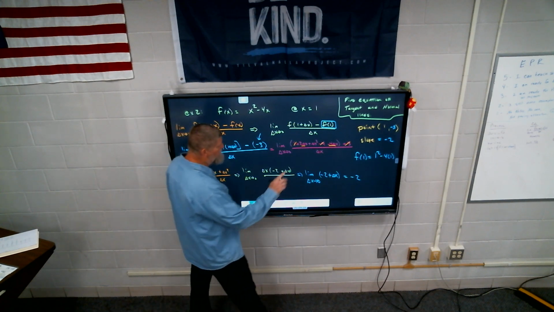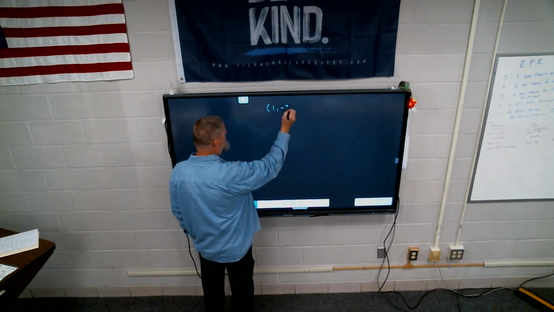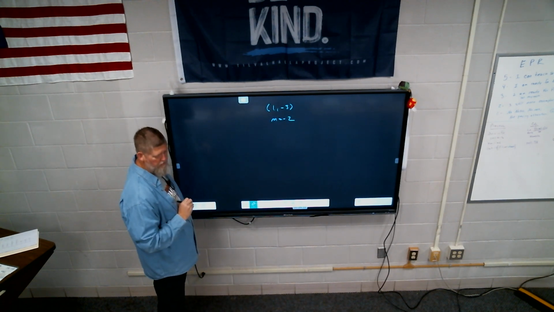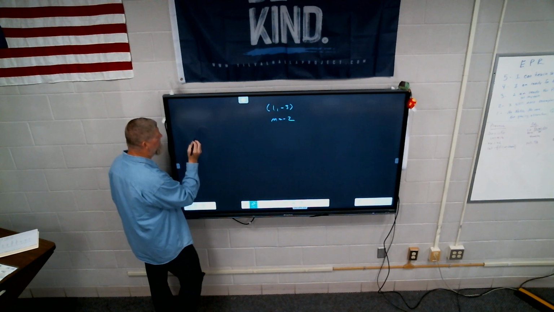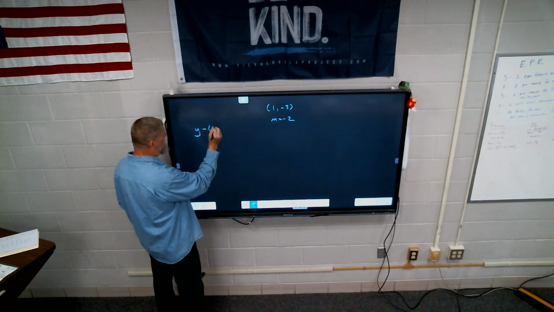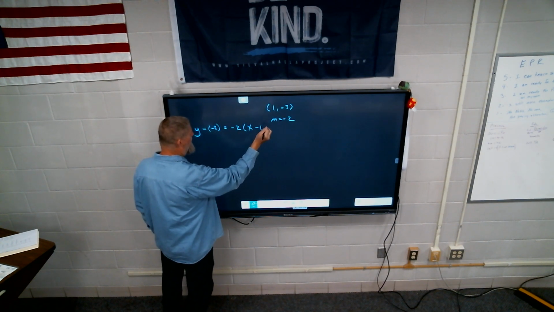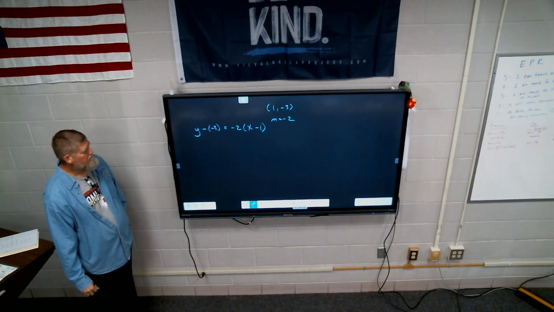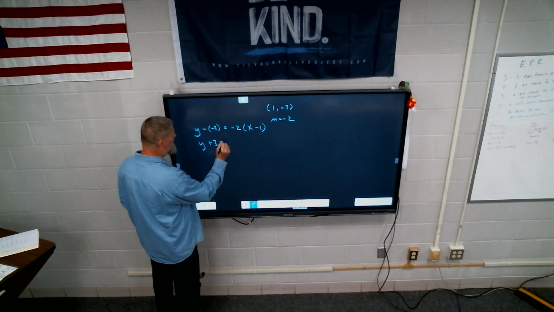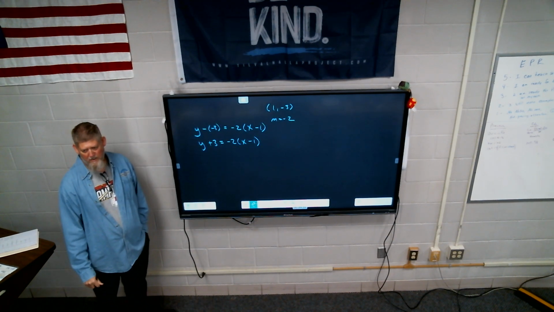All right, so I have the point 1, negative 3 and the slope of negative 2. Was it negative 2? Yeah. Okay, so then what's the equation of my line? y minus negative 3 equals negative 2 times x minus 1. I use my point-slope form, which we change to y plus 3 equals negative 2 times x minus 1. And what's the best way to write this answer?